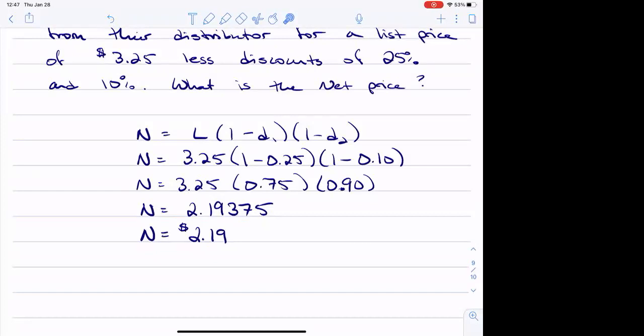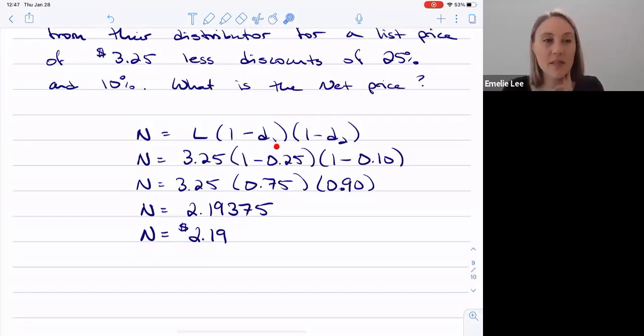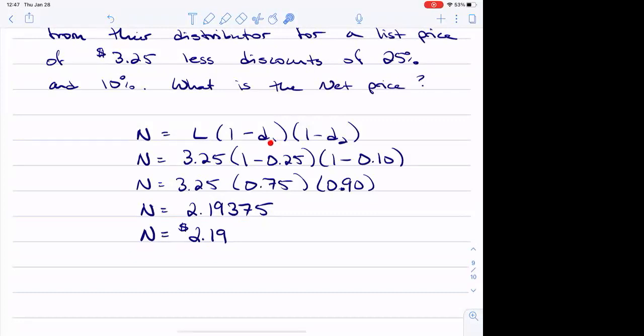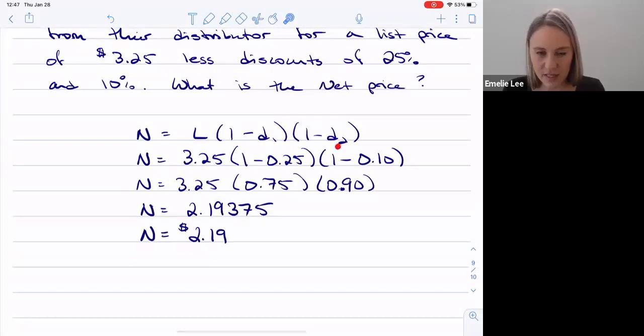I just have a question. So you don't do anything with the exponents by the D's, like in the brackets, like the 2? Oh, these are subscripts, right? This is just saying discount 1 and discount 2. Okay, sounds good.